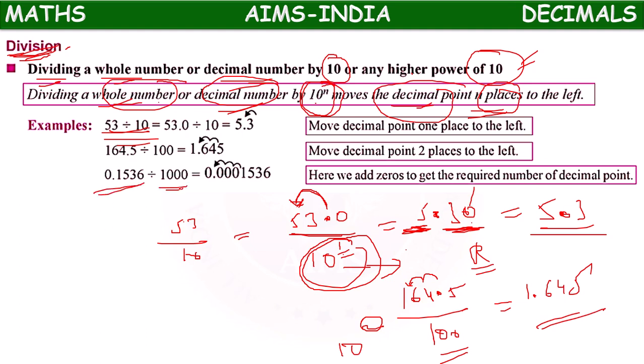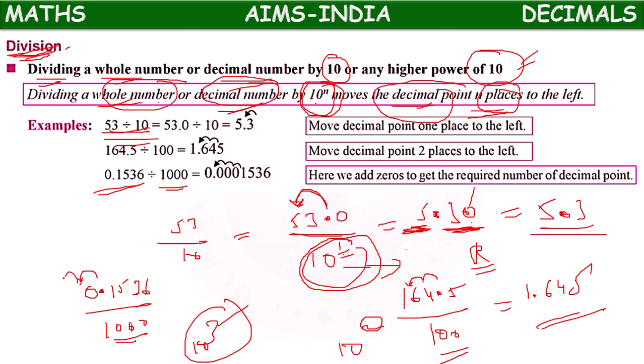Next, 0.1536. We are dividing by 1000. Because 1000 means 10 cube, we have 3 in the power. So the decimal point should move 1, 2, 3 places towards left. But towards left, we have only 1 zero. We have only one place, 2 places not there.